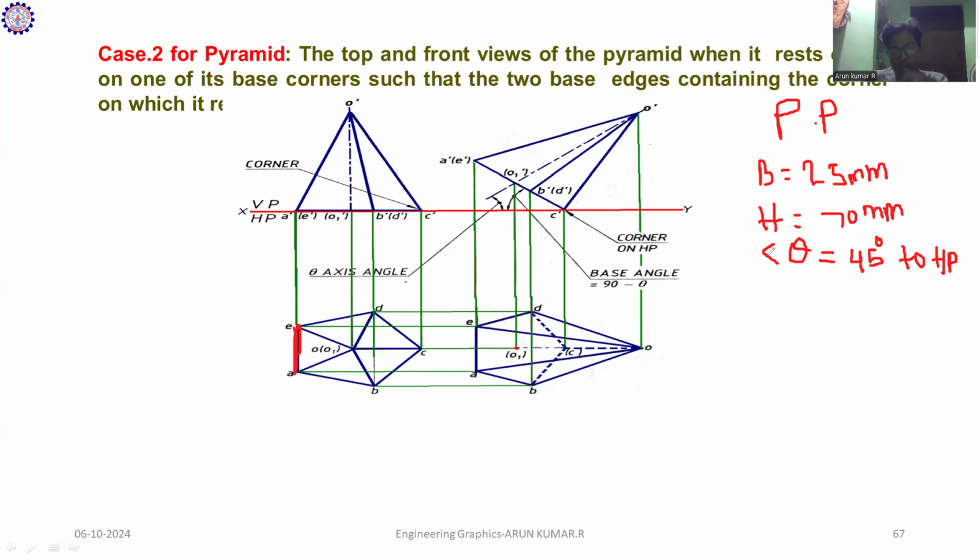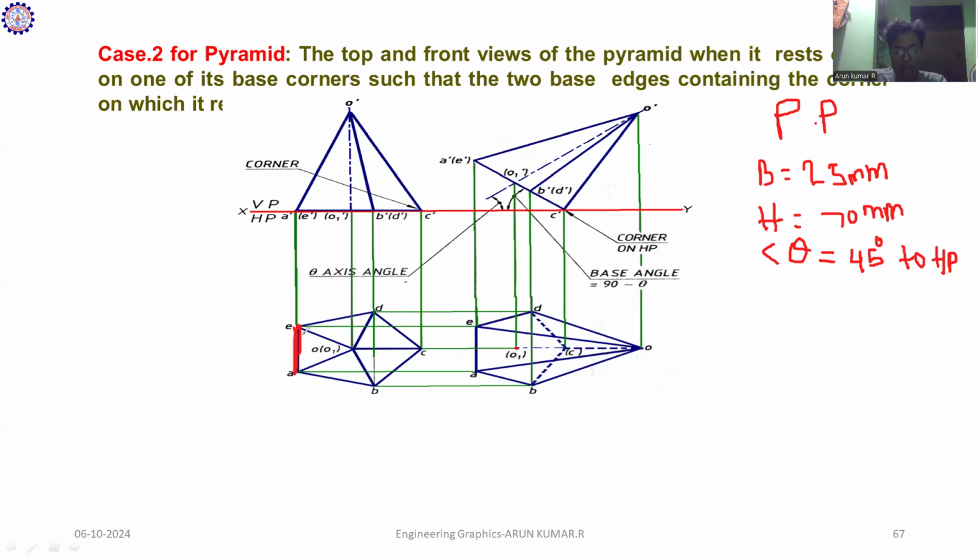So what is the next step? One of the base edges is perpendicular to VP, or else one of the corners is on HP. These two data are given in this problem. First I construct the XY line and represent it as XY. After that, this is my vertical plane and this is my horizontal plane. Then give the minimum space from the reference line, which is the name of this line. Maintain a minimum distance of about 15 mm or 20 mm.